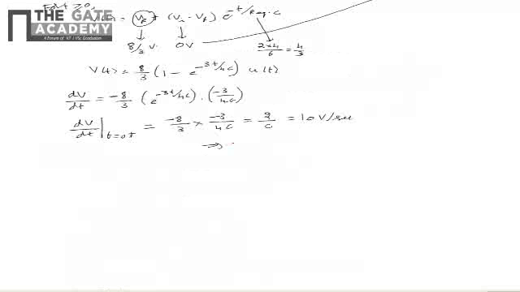Upon simplifying this, we see that C is equal to 1 by 5 farad. Hence, the correct option which represents the value of capacitance as per the given data is A.